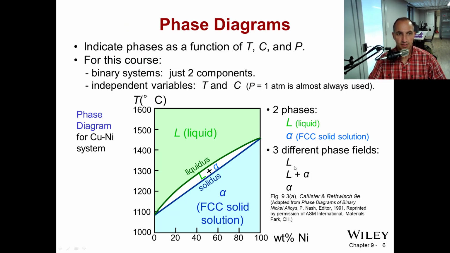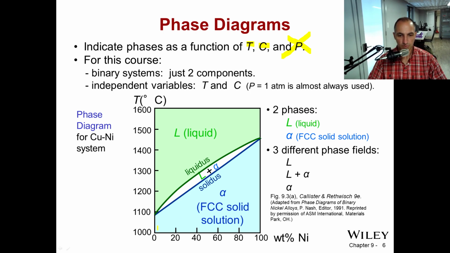So phase diagrams indicate the phases as a function of temperature, composition, and pressure. P is pressure. However, for this course, we're going to look at binary systems. So we're only looking at just two of these three variables: temperature and composition. And we are disregarding the pressure. We're assuming that we're at one atmosphere for all of this. So this is called a binary system. Binary system, two components. And this is what the phase diagram looks like for copper nickel.